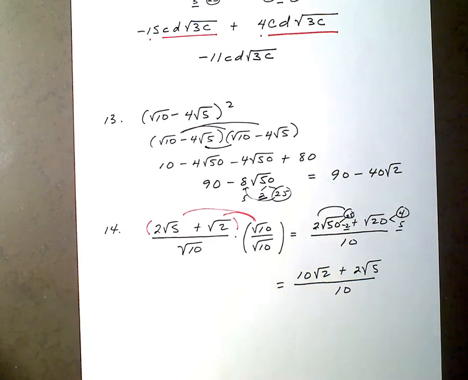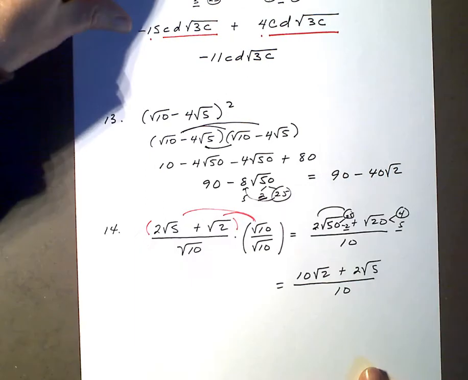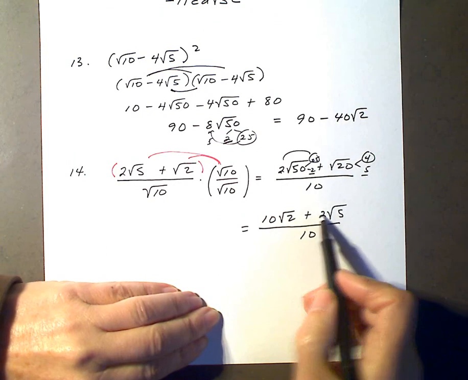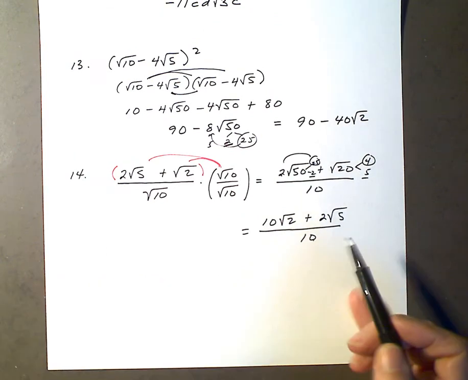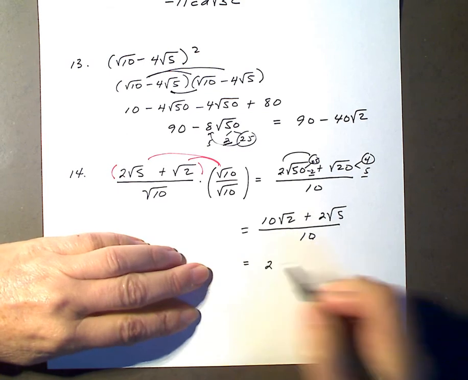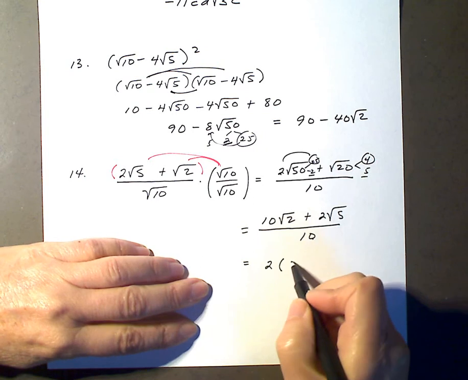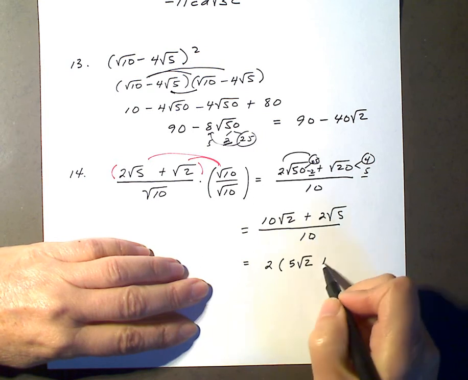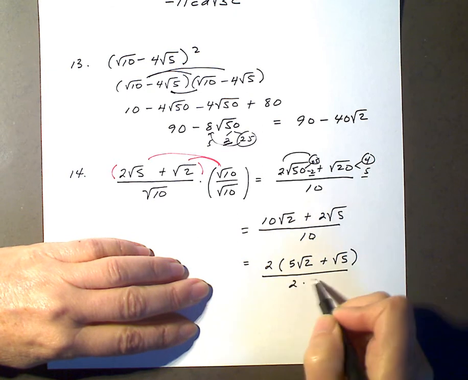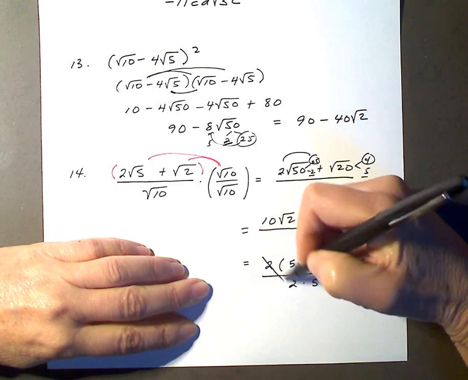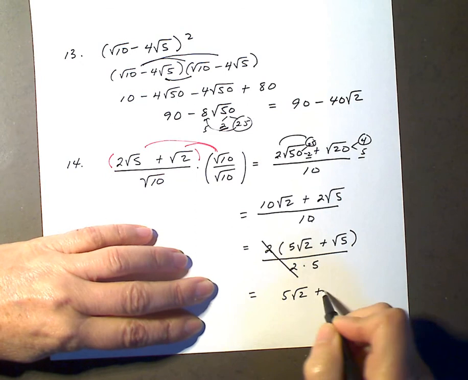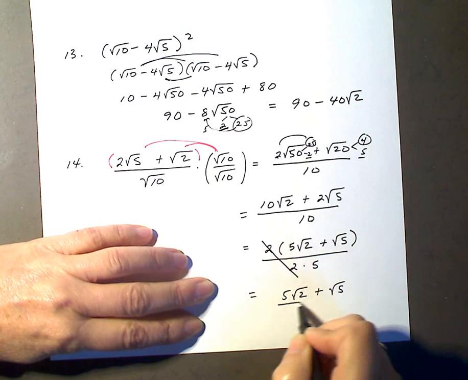And then you have to ask yourself if you can simplify it anymore, and what you're looking at is just the rational parts. You have a rational 10, a rational 2 as terms in the numerator, and a rational 10, so you're looking for a common factor, and that would be a 2. So if you factor a 2 out of the numerator, you've got 5 root 2 plus root 5, and of course 10 is just 2 times 5, so we can cancel right here, and the final simplified answer is 5 root 2 plus the square root of 5 all over 5.